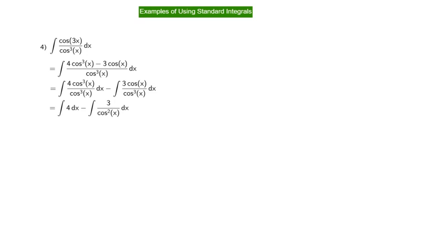We know the integral of 4 dx, but we carry it one more step and take it further. Minus integral of 3, 1 by cos square x is sec square x dx. So finally we have integral of 4 dx is 4x minus integral of sec square x is tan x. So 3 tan x plus c.